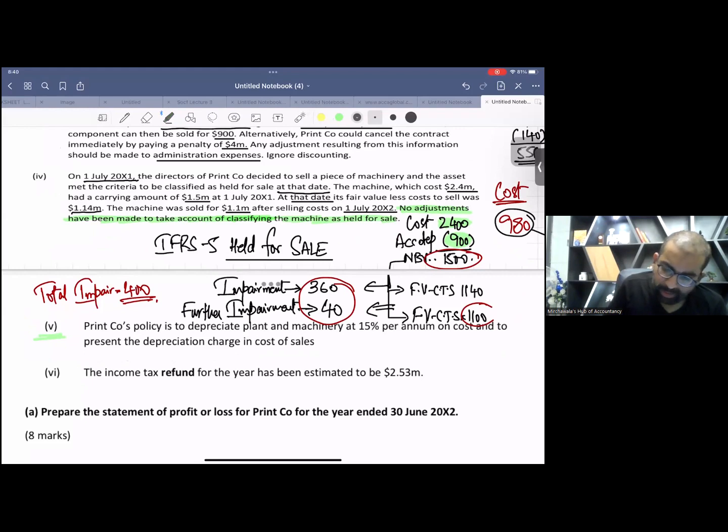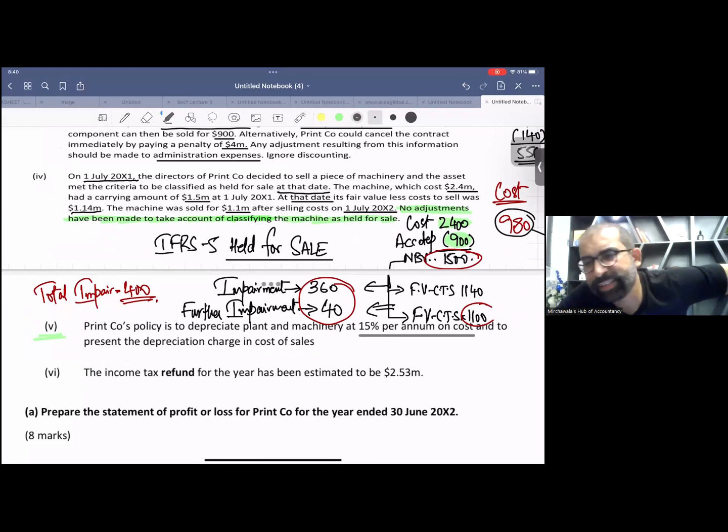Policy is to depreciate plant and machinery at 15% per annum on cost. That is straight line. Very simple. You have to apply this 15% on cost to the remaining plant, not all plant, because the plant which you are going to remove from the normal plant list is held for sale. We never depreciate held for sale assets.